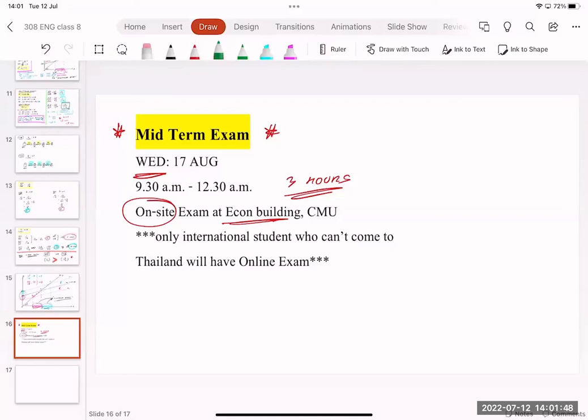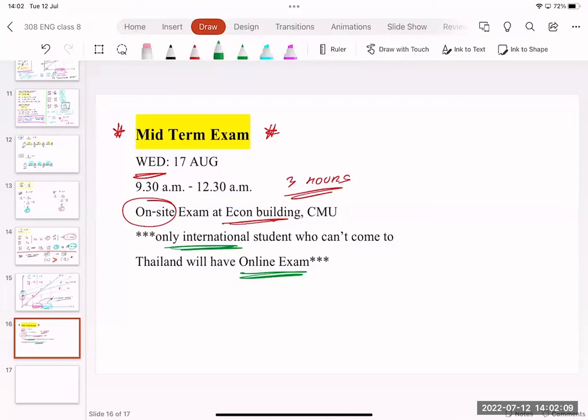Only international students who cannot come to Thailand, you have to prove it. For example, if you stay in China and you cannot come to Thailand, you prove that you stay in China, and you're going to have an online exam. Same day, same time. And you have to keep the camera open all the time to avoid cheating.